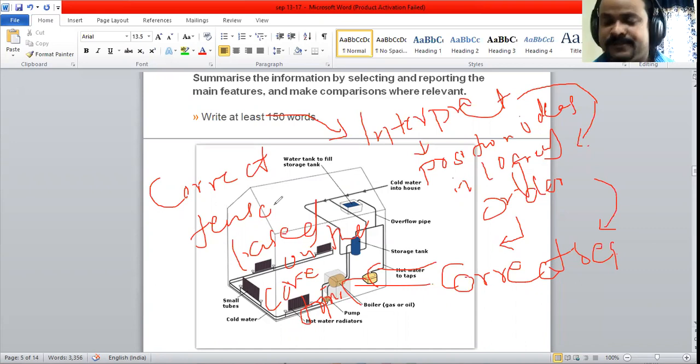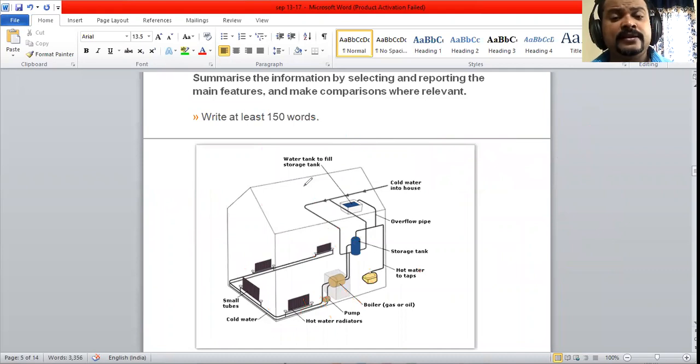That is no issues there. Now, another thing is paragraphing. So students may ask how to paragraph this diagram. You need to go with a clear-cut introduction. One sentence is enough as per this thing.